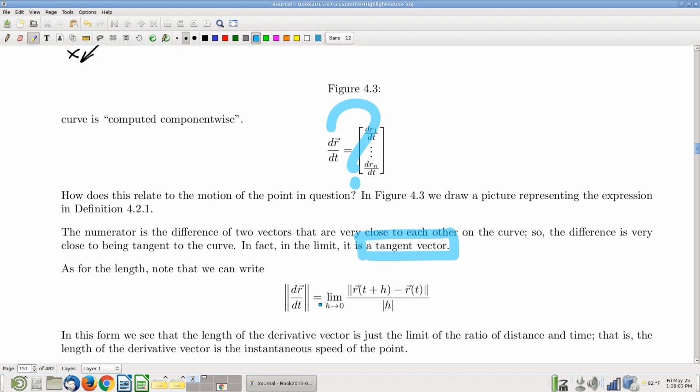On the other hand, the magnitude is the speed. Now let's think about that. What does it mean altogether? What is a vector that's pointing in the direction of motion and whose magnitude is the speed? We already have a name for that vector. It's the velocity vector. Okay, so it's a nice conclusion.